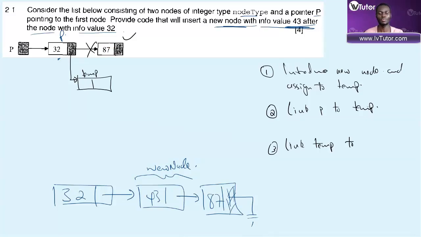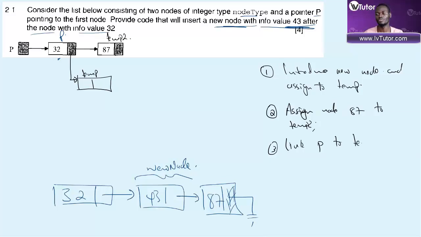Therefore, it's wiser then for step 2 to then be something like assign node 87 to whatever you call it, temp 2, right? So this becomes temp 2. Then my third step can then be link P. I can then say here link P to temp. So here I can go link P to temp.